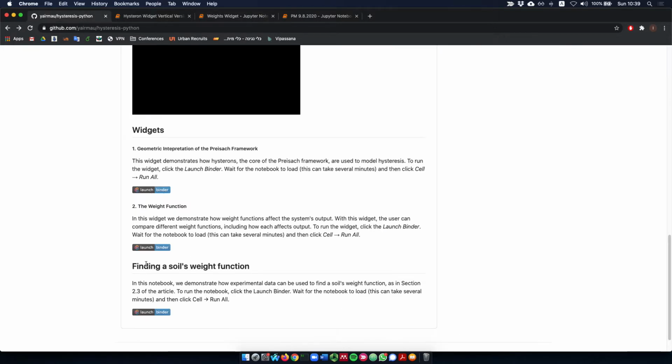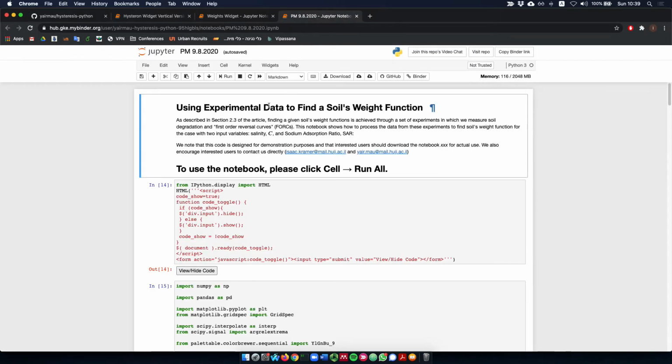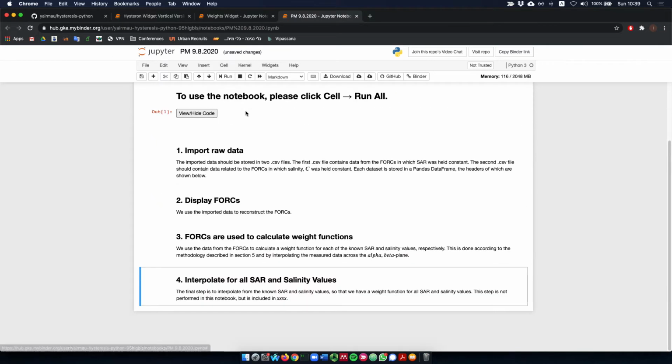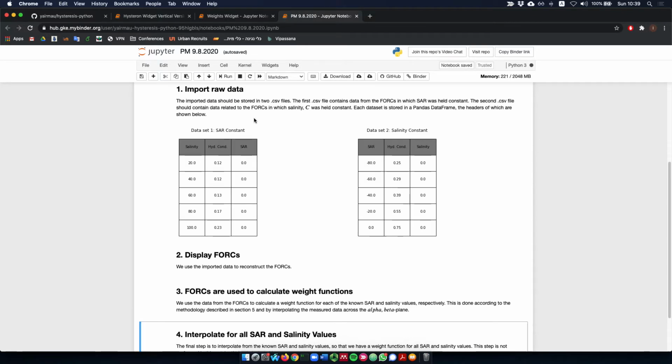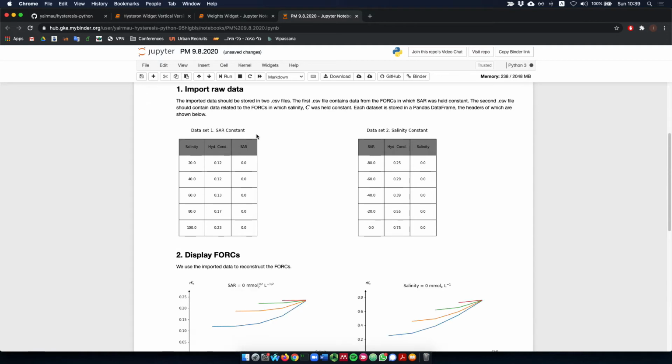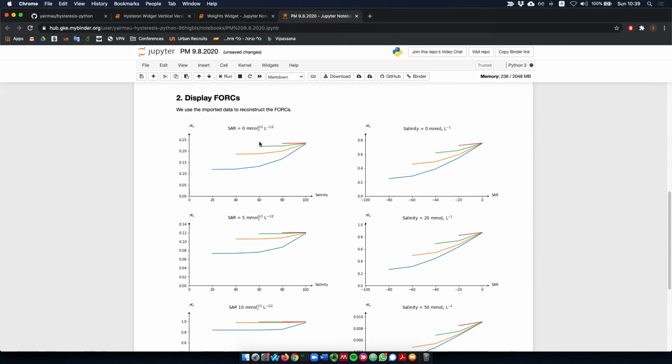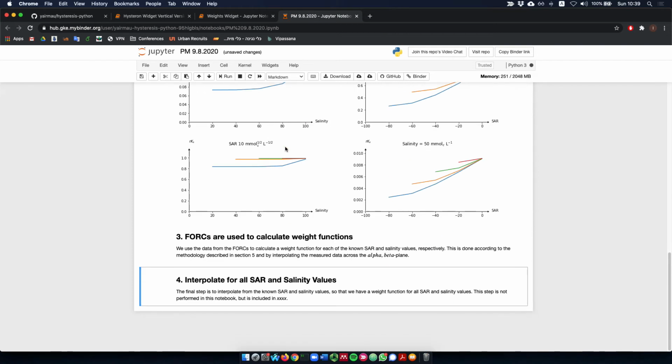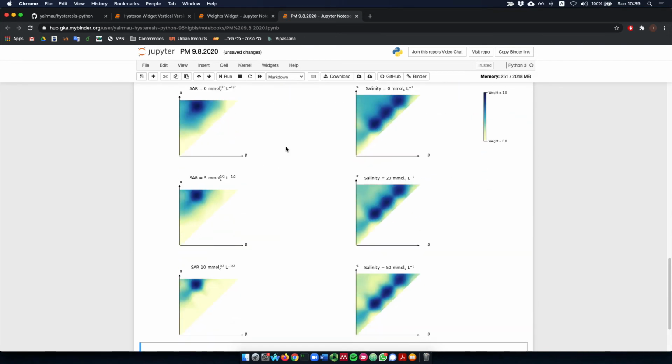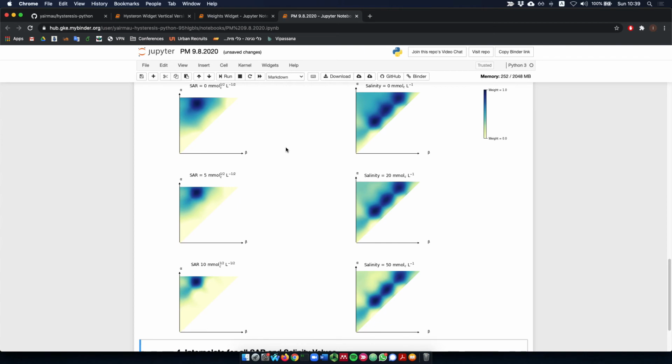And finally, the last notebook that we have focuses on finding the soil's weight function given experimental data, as discussed in the paper. In this widget, we take the reader through how, using experimental data that's already been collected, one can calculate the weight function. We show how you should go about importing a CSV, how you can reproduce the forks that you've already measured, and then how the weight function can be calculated based on that data.